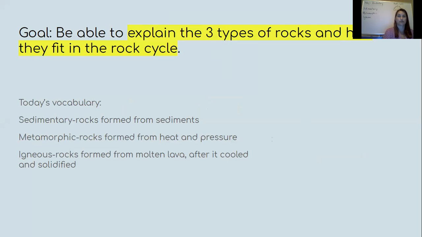in the rock cycle. Today, we have three vocabulary words: sedimentary, which are rocks that are formed from sediment; metamorphic, which are rocks formed from heat and pressure; igneous, rocks formed from molten lava after it cooled and solidified.